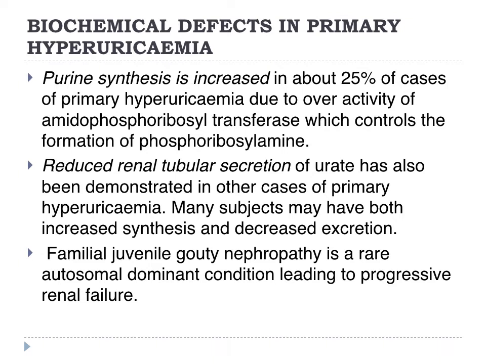Now, we mentioned from the beginning that primary hyperuricemia seldom occurs in children, but that doesn't mean it doesn't occur. We have cases, called familial juvenile gouty nephropathy, and this leads to progressive renal failure.